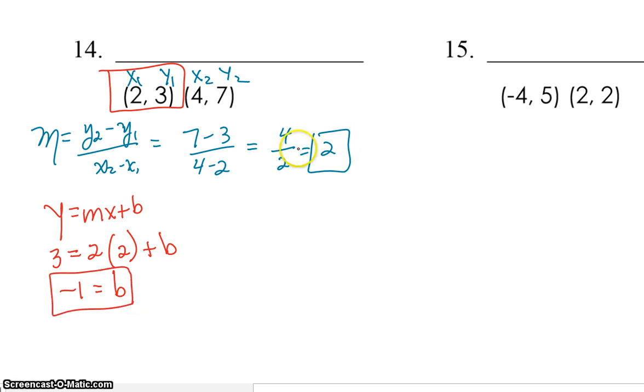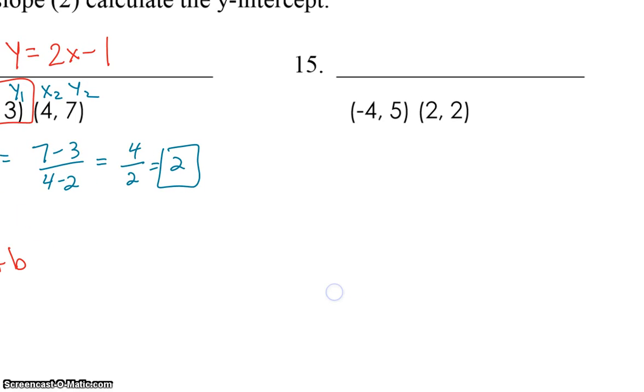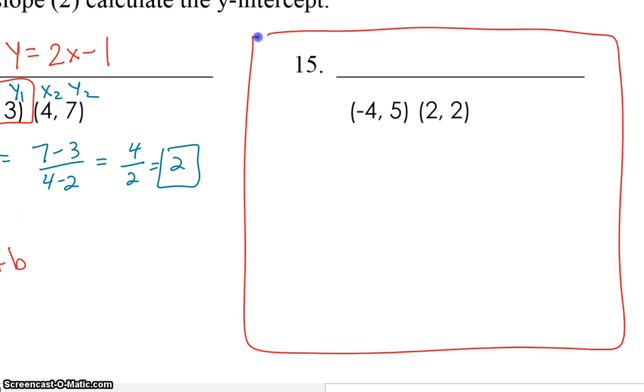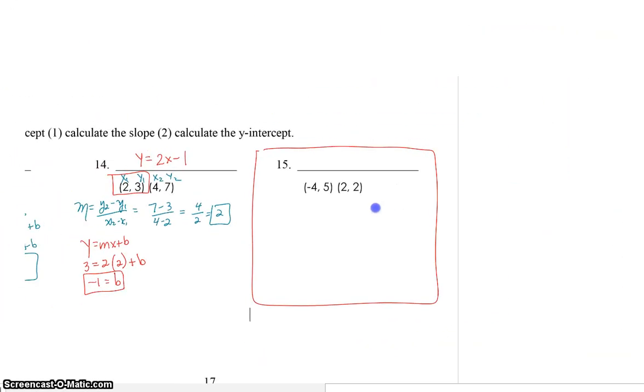So now I have a slope, I have a y-intercept, and the equation of the line is y equals 2x minus 1. I would like for you to try number 15 for tomorrow.